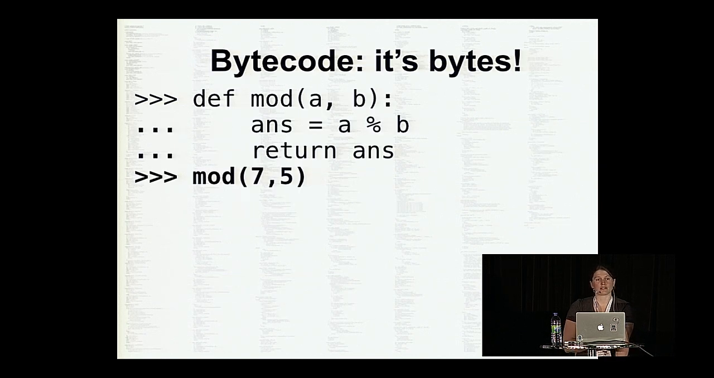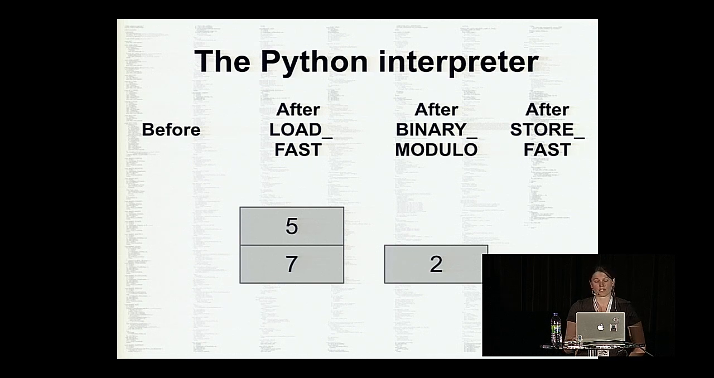OK, so what happens in the interpreter when we call this function? Well, it's just like our miniature example before. The Python interpreter pushes the value of A onto the stack, that's 7. It pushes the value of B onto the stack, that's 5. And then it calculates binary mod of one against the other, gets 2, and pushes that result onto the stack. And then the answer gets stored by the store fast instruction, which means that the name answer in our example will be bound to the number 2.